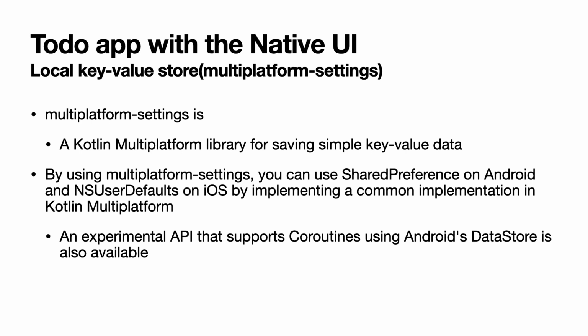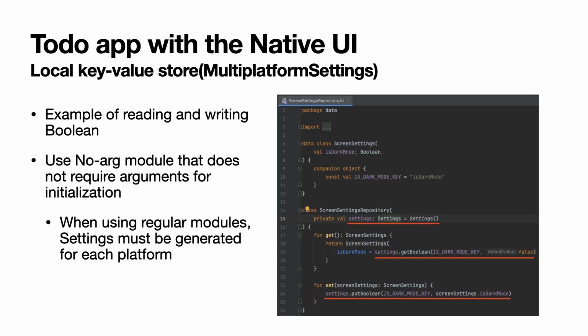Now let's dive into the usage of the simplest No-arg version module through actual source code. The code you're seeing handles reading and writing Boolean values, prioritizing simplicity and utilizing the No-arg module. The settings in the repository are directly initialized in this class. If you need encryption or want to separate files for storage, you'll typically need to generate settings for each platform using the regular module.